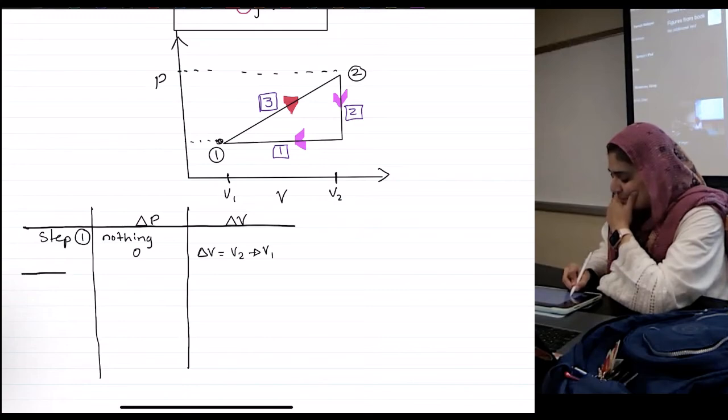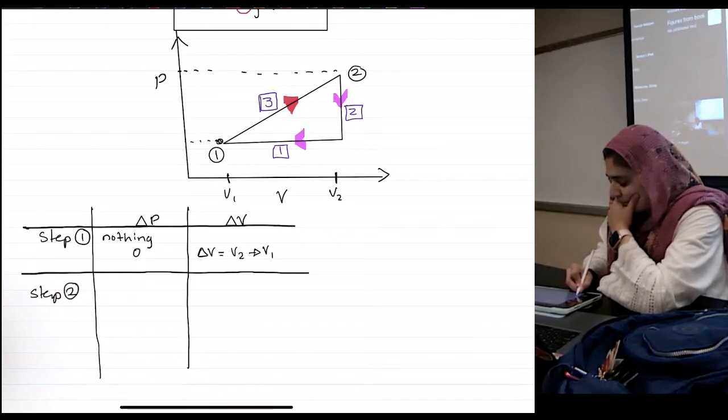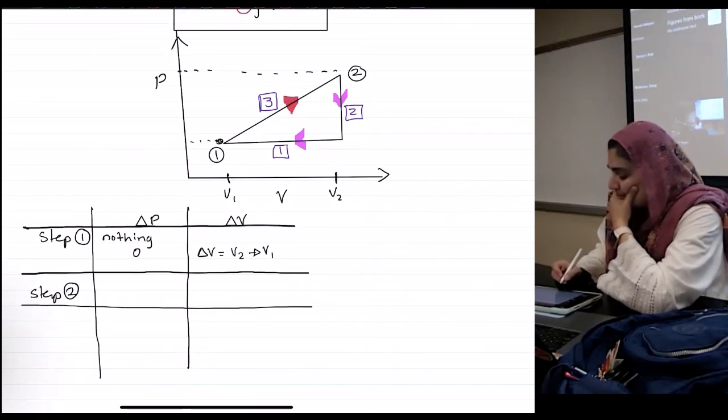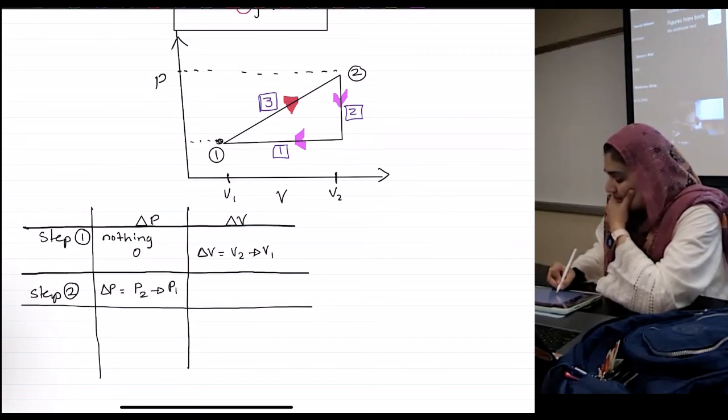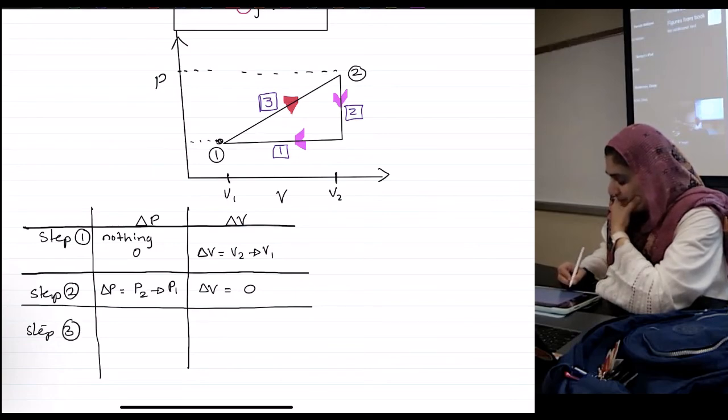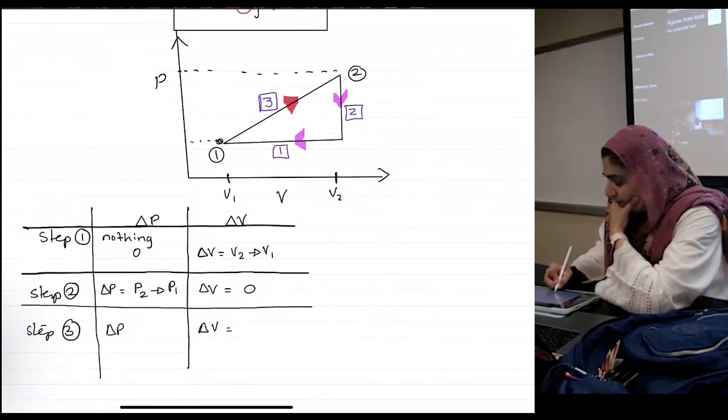Okay, what about step 2? What happens to delta P? It goes from some P2 to some P1. Agreed? And what happens to delta V? Nothing. What about step 3? What's happening to delta V and delta P? Are they changing? Yep. At the same time. Excellent.